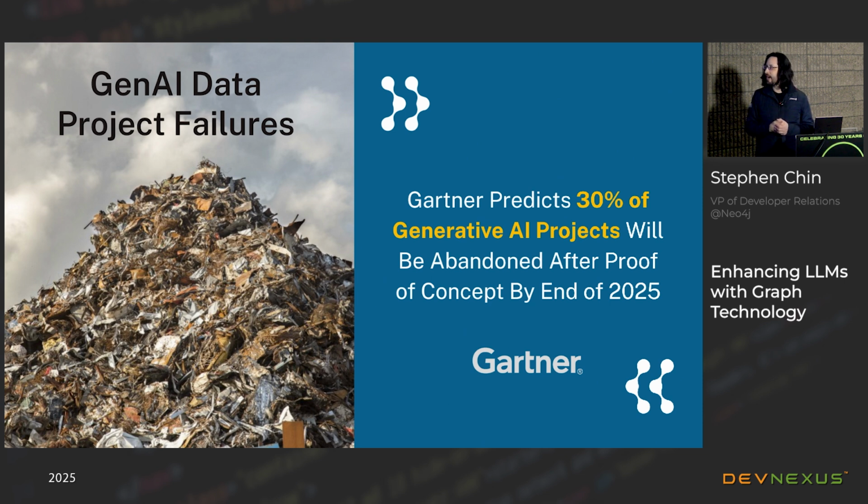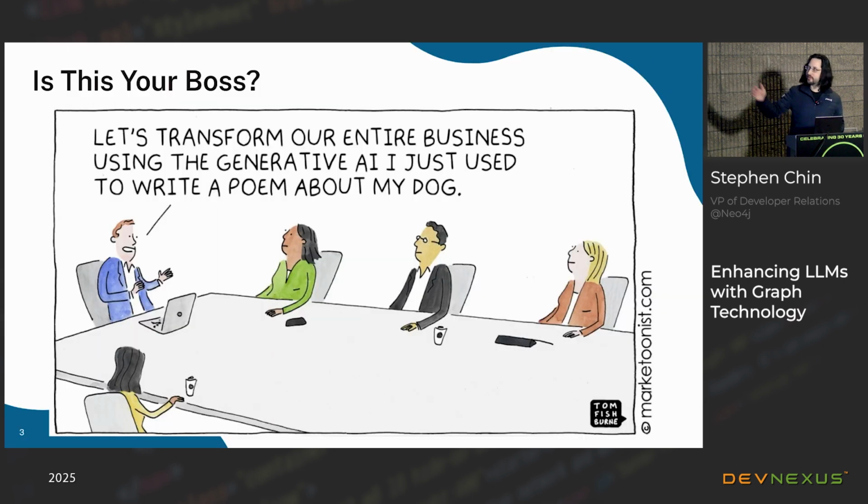I don't really trust analysts like Gartner, but when it comes to predicting cataclysmic failure, I think you can trust them. Their prediction was that by the end of 2025, 30% of generative AI projects will be abandoned after proof of concept. Now, I'm hoping this is none of the folks in the room, that you're all on very successful projects and making good progress. But this is kind of the reality when you have somebody like this guy at the head of the table who's directing the Gen AI strategy. Does that guy look like any of your bosses?